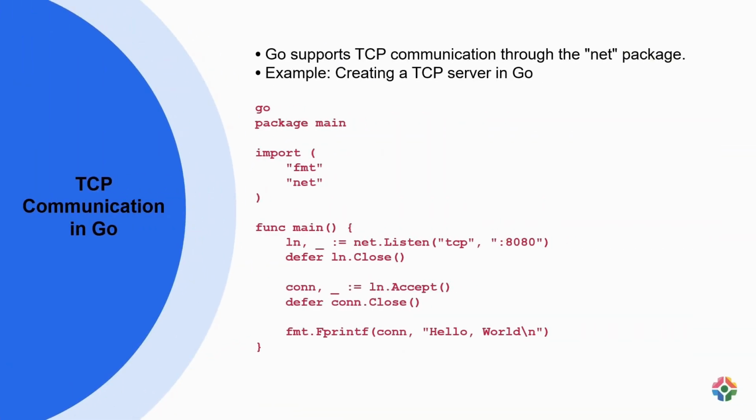TCP communication in Go can be achieved using the net package. This enables developers to create TCP servers and clients. In the given example, a TCP server is created using the net.Listen method to listen on a specific port. Once a connection is accepted using the ln.Accept method, communication can occur via the connection object. In this scenario, hello world is written to the connection using the fmt.Fprintf method.